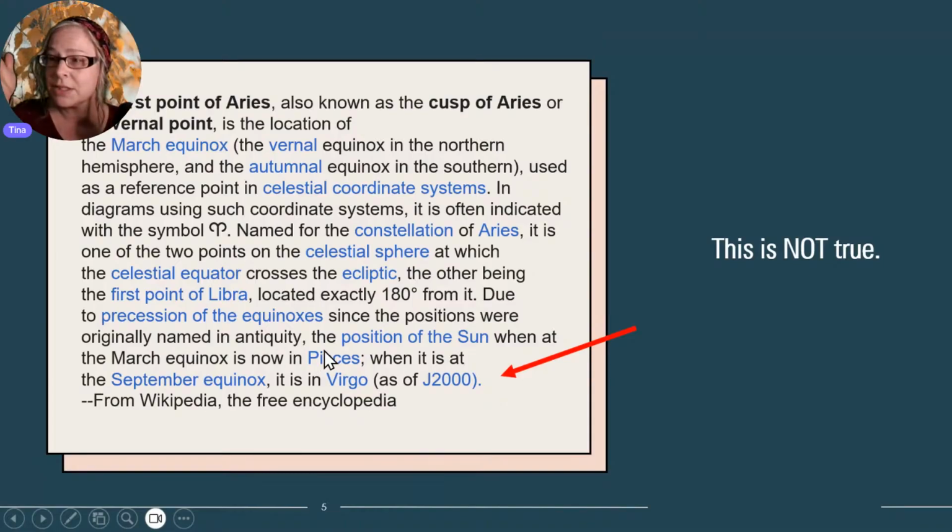So when I was looking this information up to learn about the constellations, I learned about the first point of Aries. All of these places that I went to, all these books and everything I went to said the first point of Aries is the vernal equinox. And then what's interesting is, when I went back in recently and started looking at the same information, they started putting this last piece on here. And this wasn't there a few years ago. When I started researching, they didn't have this part in any of these documents that I looked up when I was originally doing my research. And it now says the position of the sun when at the March equinox is now in Pisces.